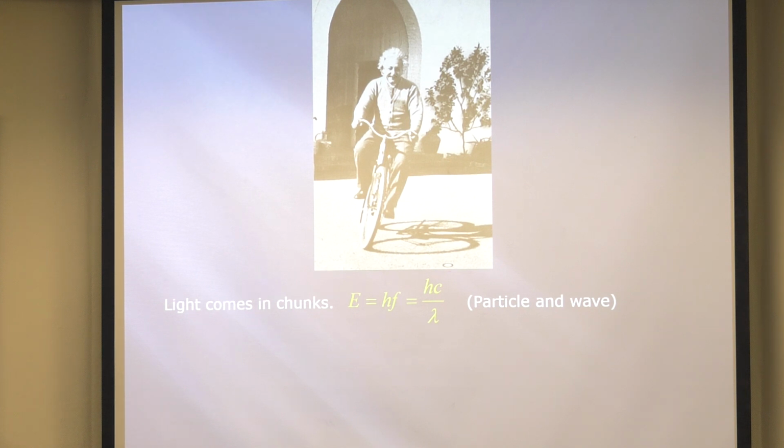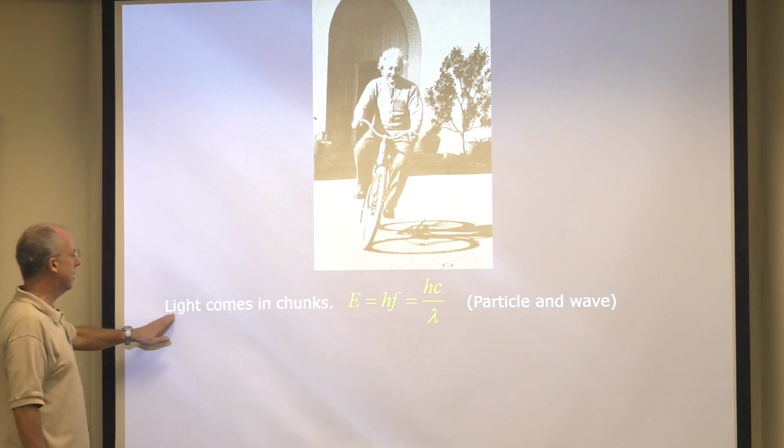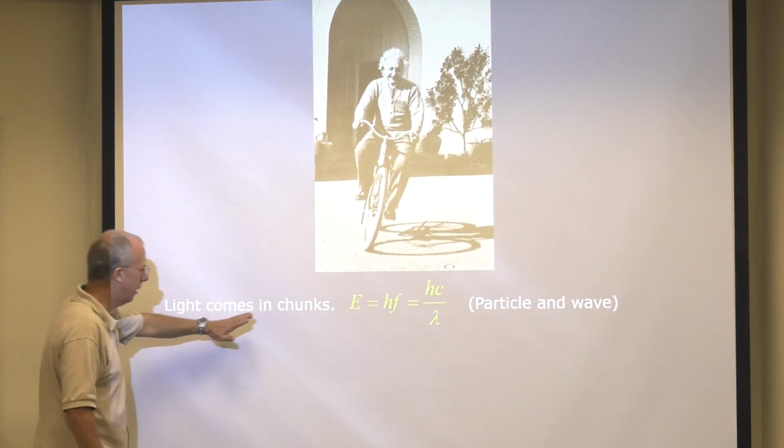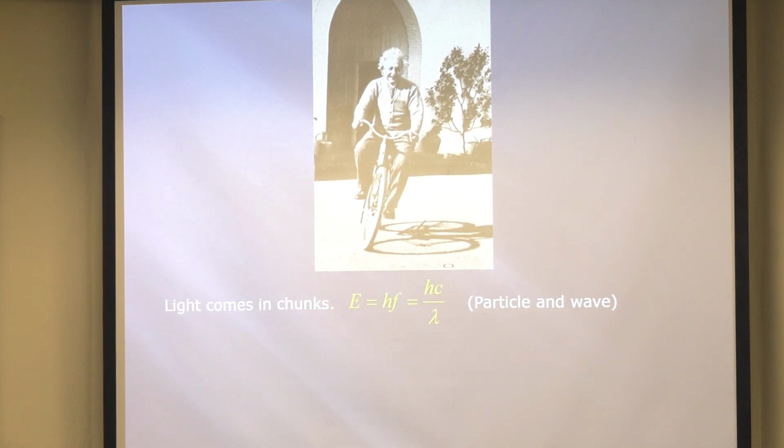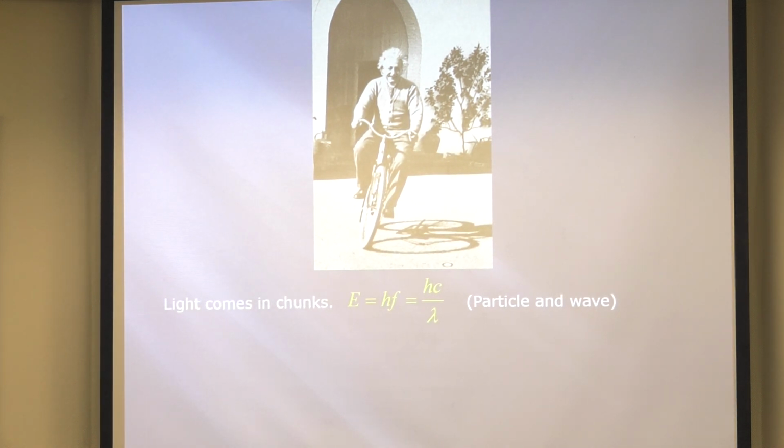And this is what he said. He said, light is not continuous. It actually comes in chunks, okay? It comes in discrete quanta of energy. And he gave it a name. And you know what the name is? A photon.